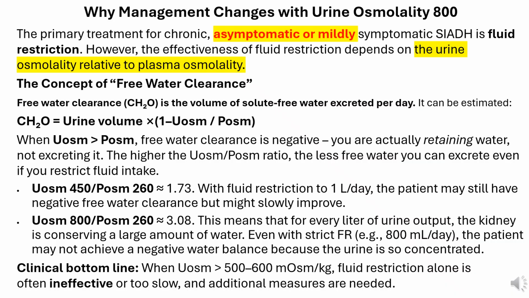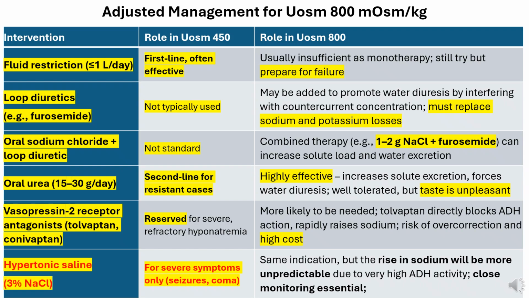urine is so concentrated. Clinical bottom line: when USM is 500 to 600 mosm/kg, fluid restriction alone is often ineffective or too slow, and additional measures are needed. Adjusted management for USM 800 mosm/kg. Intervention: role in USM 450, role in USM 800. Fluid restriction, less than or equal to 1 L/day: first line, often effective; usually insufficient as monotherapy. Still try, but prepare for failure.